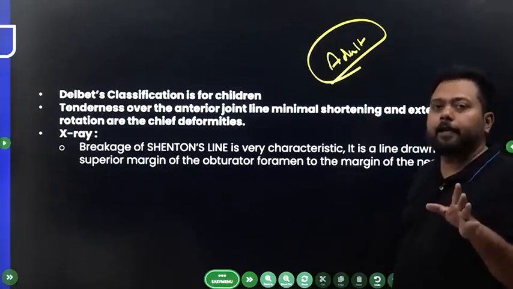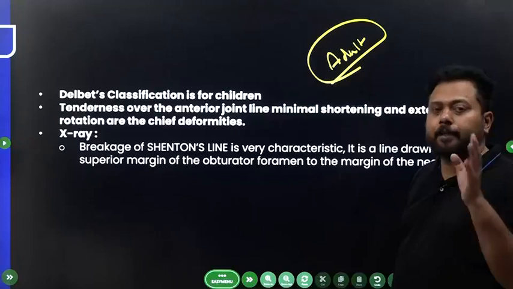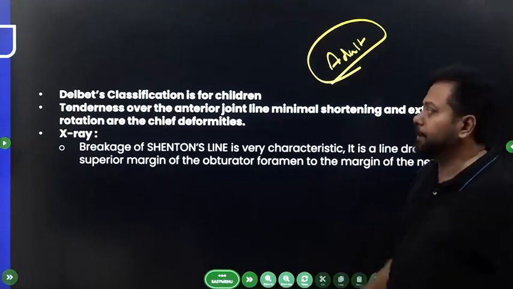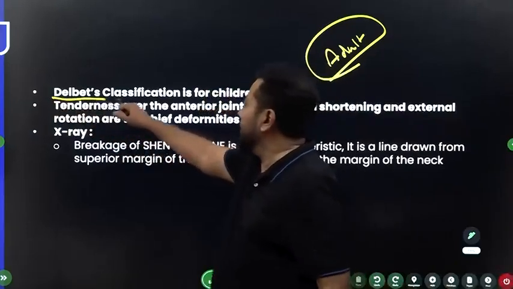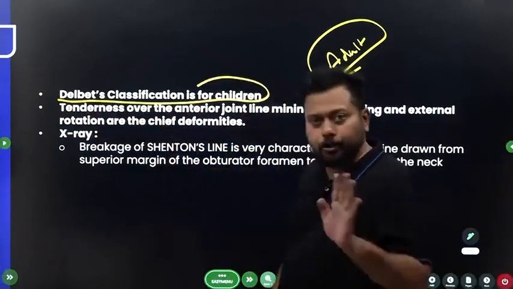Very, very rarely, once in a blue moon, you can get fracture neck of femur in a child. The classification system name alone, please remember Delbet. Okay, Delbet classification is for children.